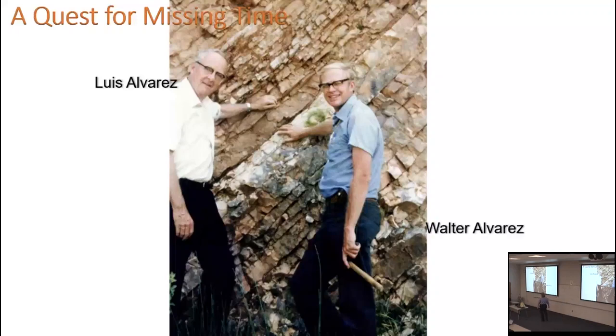You can't use biostratigraphy because, first of all, the clay layer doesn't have any fossils in it. And secondly, the rocks down here have the index fossils of the very latest Cretaceous, and the ones up here have the index fossils of the very earliest Cenozoic. So how could you figure out how to answer that question?